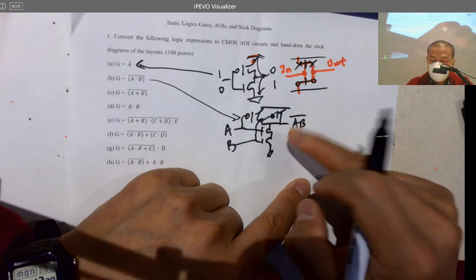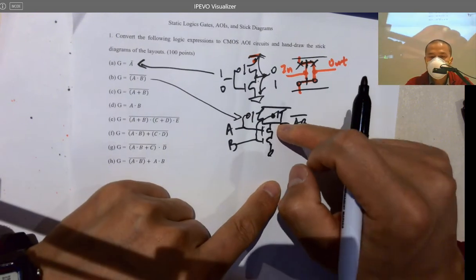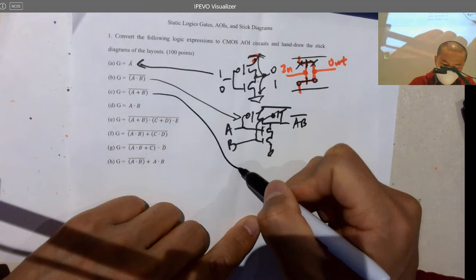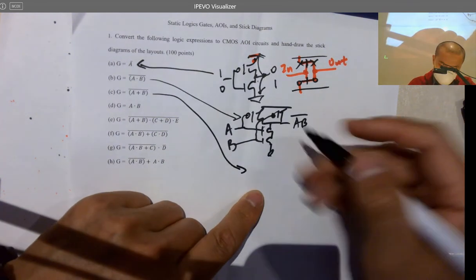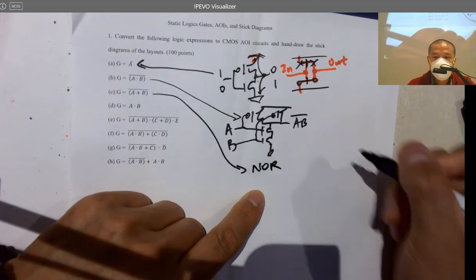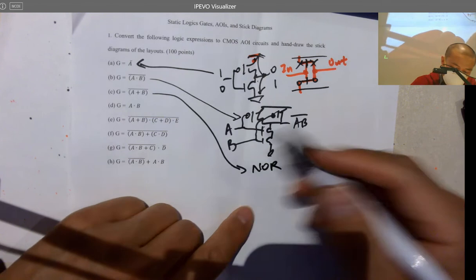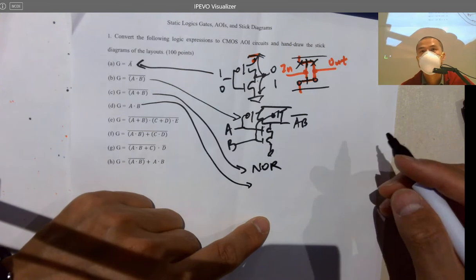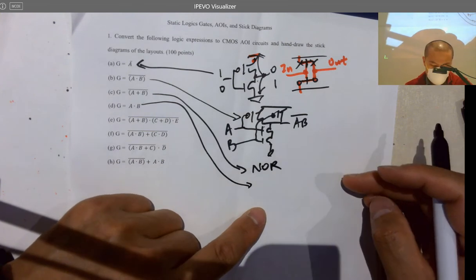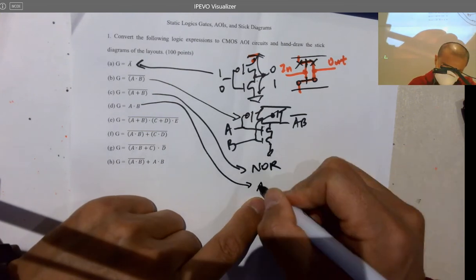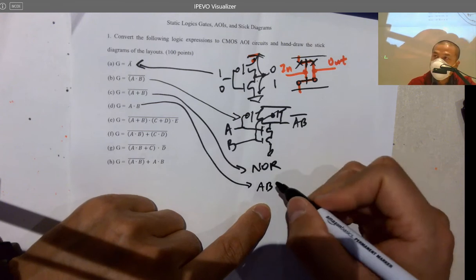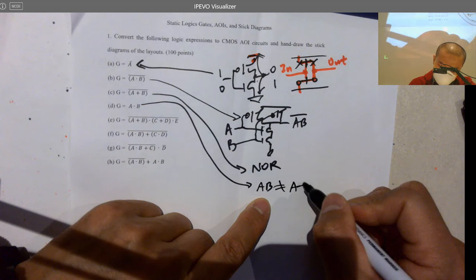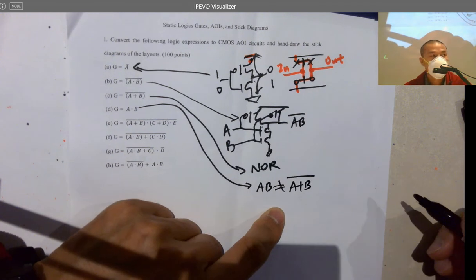And the state diagram for this one is very simple as well. You can find the solution in many of the notes. And this is just a NOR gate. Simply just a NOR gate, nothing else. And this is the AND gate. So keep in mind, AND is not this.